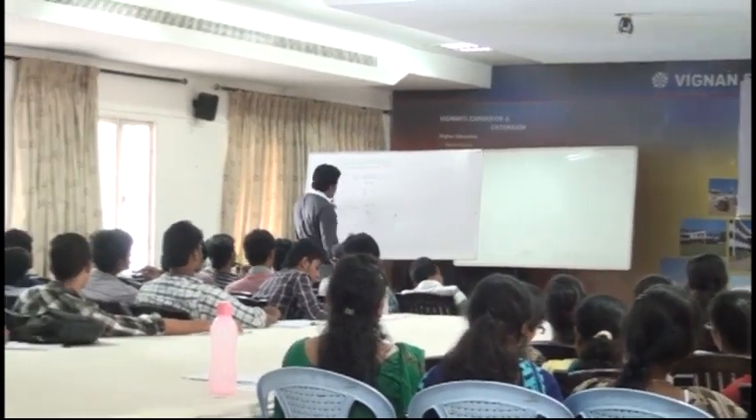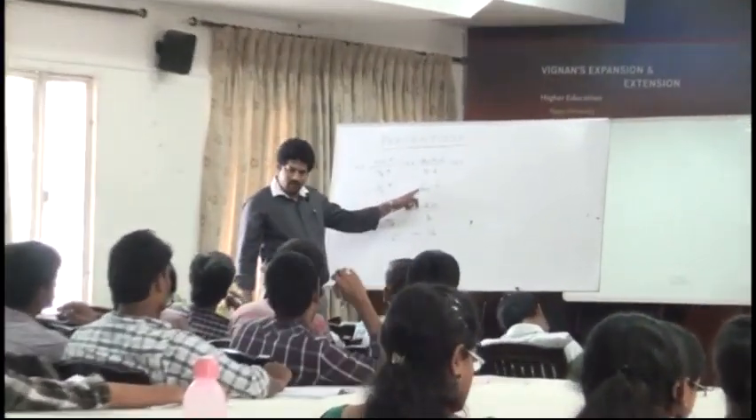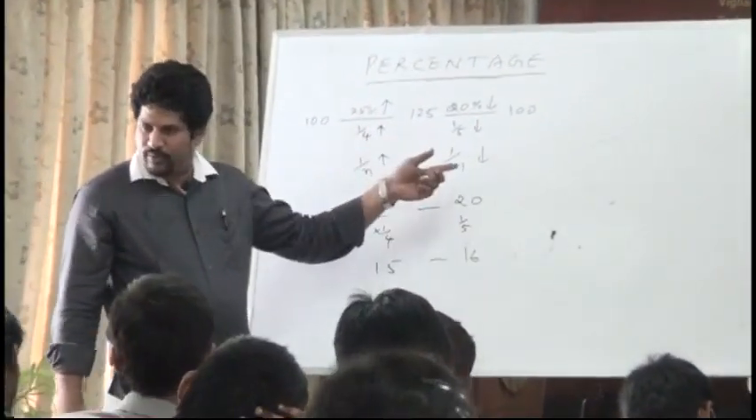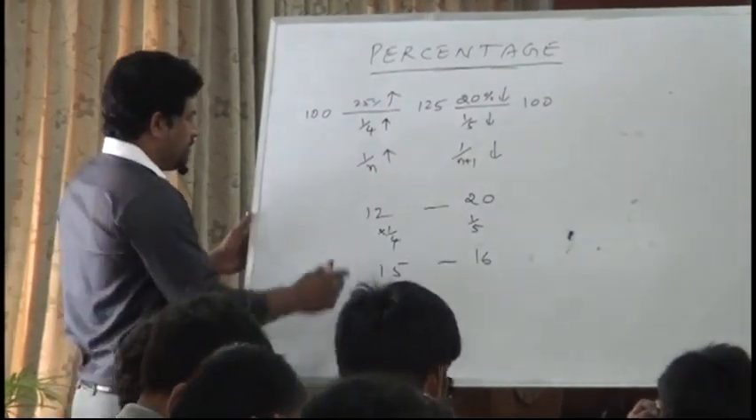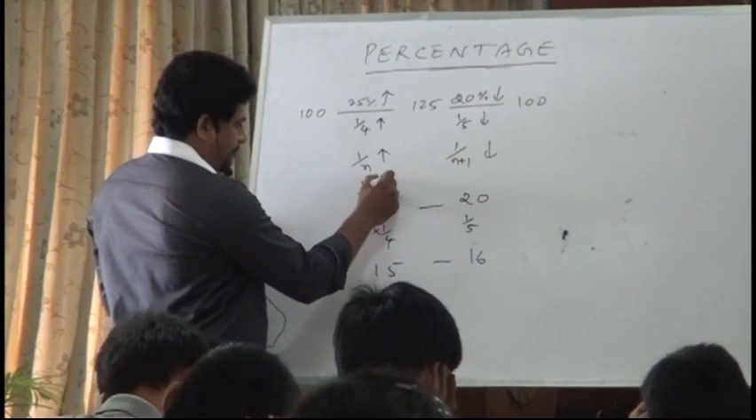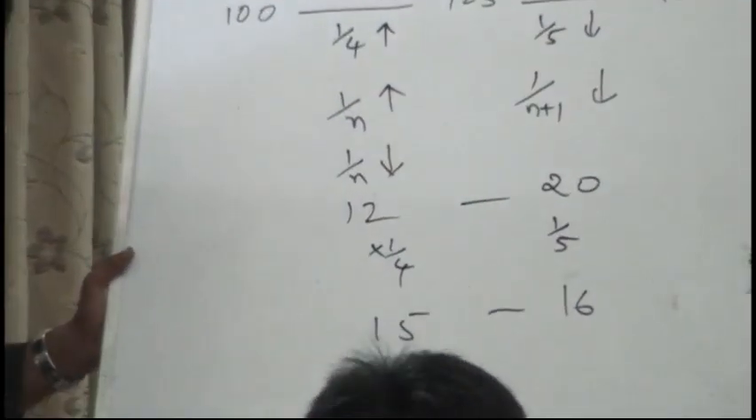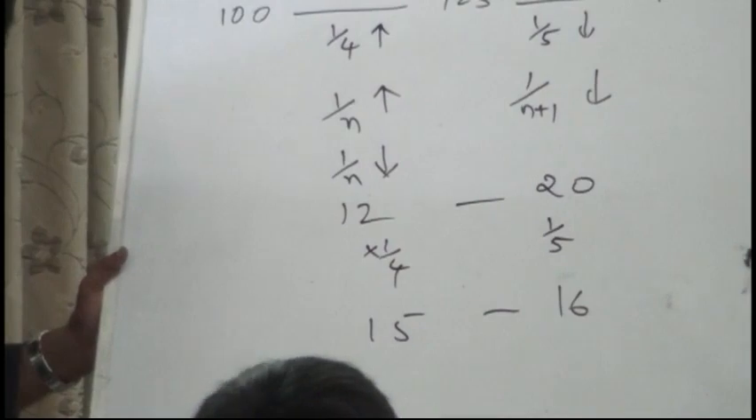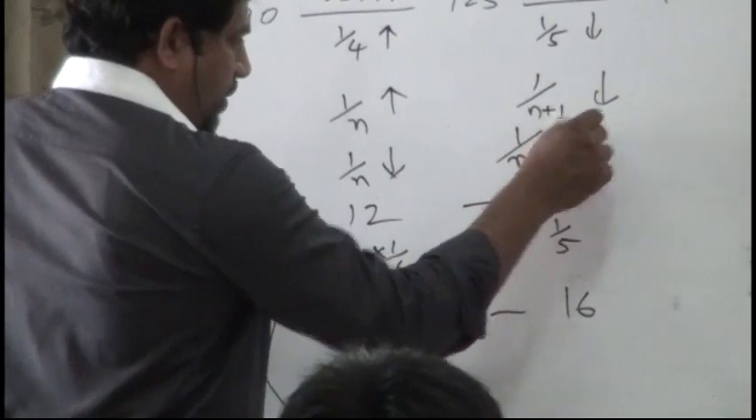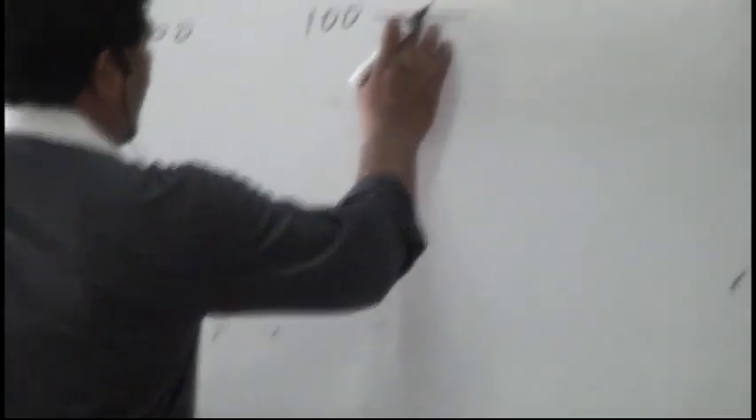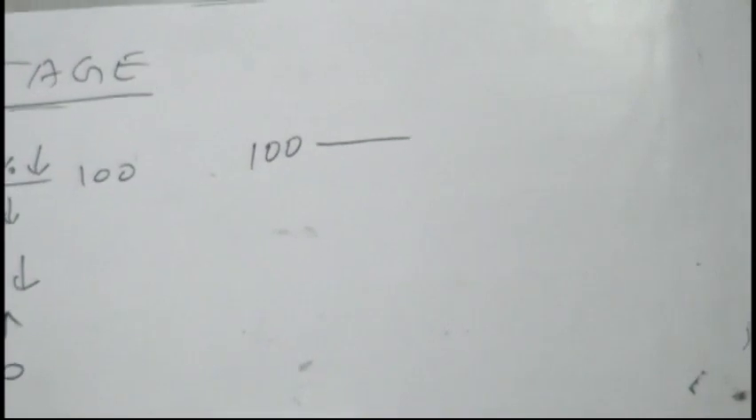If there is an increase of 1 by n, a decrease of 1 by n plus 1, right? A decrease should be there to compensate the effect. Or if there is a decrease of 1 by n, opposite effect. There is a decrease of 1 by n, there should be an increase of 1 by n minus 1. What I mean to say is, the price of a commodity, or the shopkeeper is offering a discount of 25%.